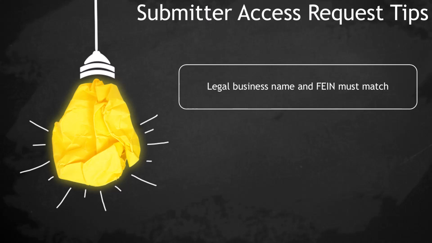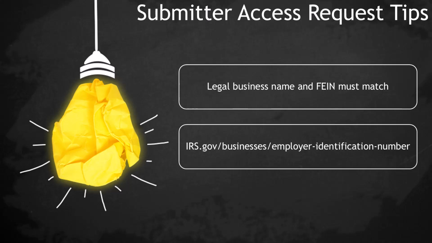If this were to happen, you would receive a letter from the Colorado Department of Revenue requesting an IRS EIN verification notice or letter. This is required to verify the legal name of the business and FEIN as filed with the IRS to correct any variations. For assistance with EIN questions, please contact the IRS at irs.gov/businesses/employer-identification-number. Do not submit more than one request for access to the department, as this will delay the process.